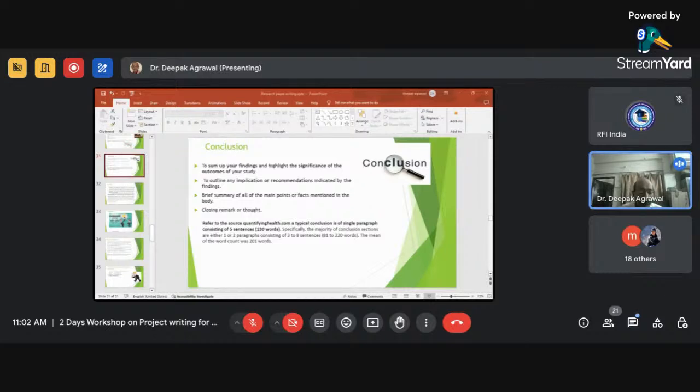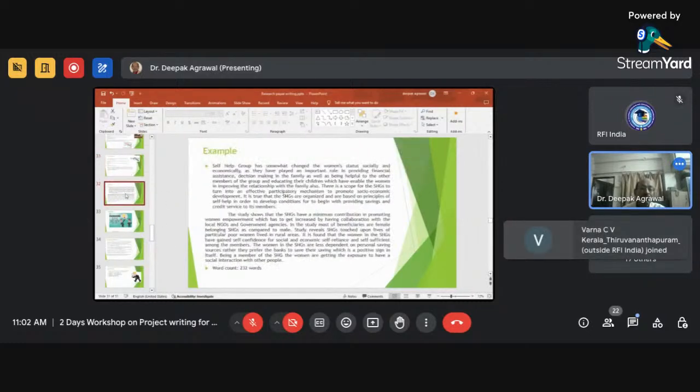But in research paper writing, don't write too much regarding the conclusion. A single paragraph is well done. If required, you can have a maximum of 2 paragraphs. You can again use citations for the conclusions.